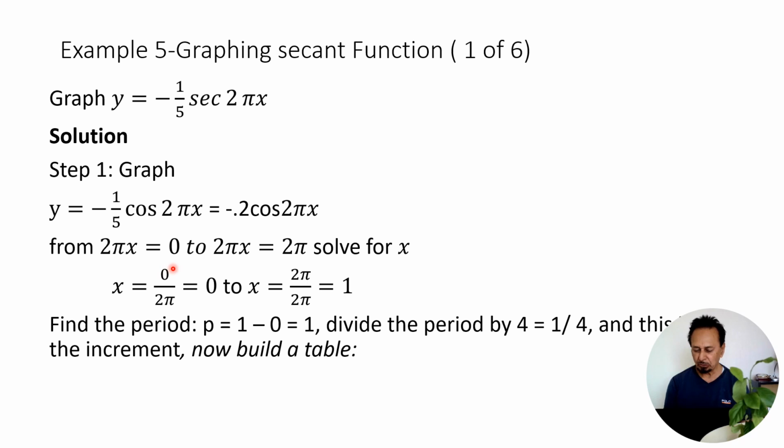From 2 pi x equals 0 to 2 pi x equals 2 pi, we solve for x. This gives x equals 0, and from the other equation you get x equals 1. So we're going to graph this from 0 to 1. To find the period, you subtract the lower value from the higher value, so 1 minus 0 is 1. Now we divide this period by 4 to determine the increments. So we use 1/4 as an increment and build a table.